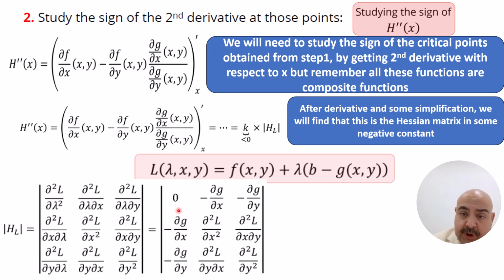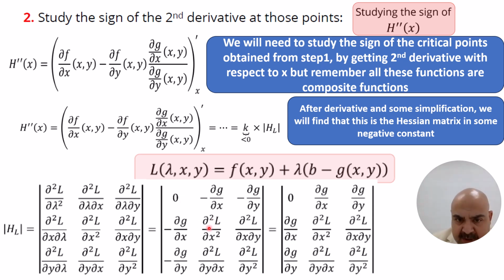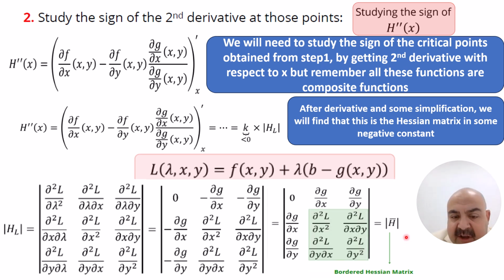The second derivative with respect to lambda always goes to 0, because if you remark here, if we differentiate this guy with respect to lambda, we will have b minus g of xy, which is the constraint, and it doesn't depend on lambda. So once you try to find the second derivative of this part, it will be equal to 0 in all cases. Now we will come to this shape, which is exactly what we want to have, which is defined by the border Hessian matrix, which we will depend on its sign in determining the type of our extreme.